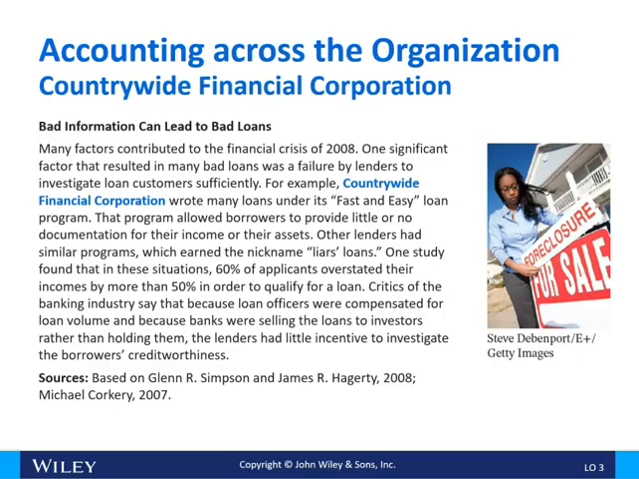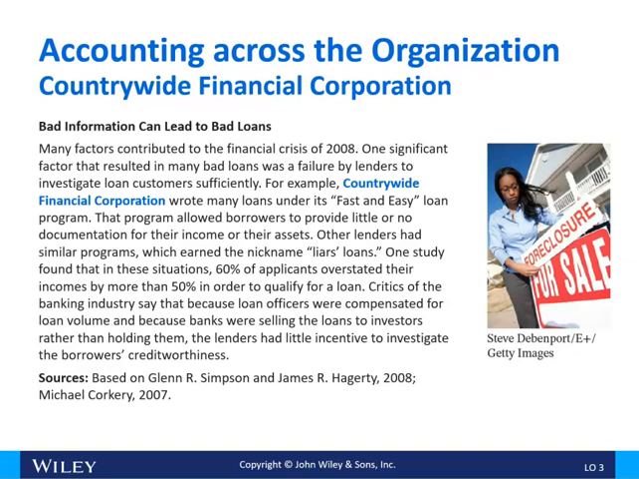One significant factor that resulted in many bad loans was a failure by lenders to investigate loan customers sufficiently. Countrywide Financial Corporation wrote many loans under its Fast and Easy loan program. That program allowed borrowers to provide little or no documentation for their income or their assets. Other lenders had similar programs which earned the nickname liar loans, because one study found that 60% of applicants overstated their incomes by more than 50% in order to qualify for a loan. So the banks were basically giving money away.